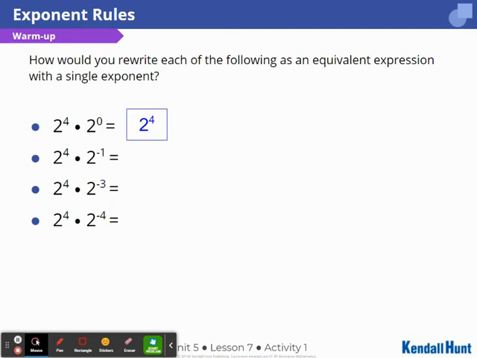You do the same thing if that exponent is negative. So 4 plus negative 1 gives you 3, so it's 2 to the power of 3. 4 plus negative 3 gives you 1, so it's 2 to the power of 1. And then 4 plus negative 4 is 0. You have to write 2 to the power of 0 because 2 to the power of 0 is 1. If you just wrote 2, that would be incorrect because 1 is never 2.